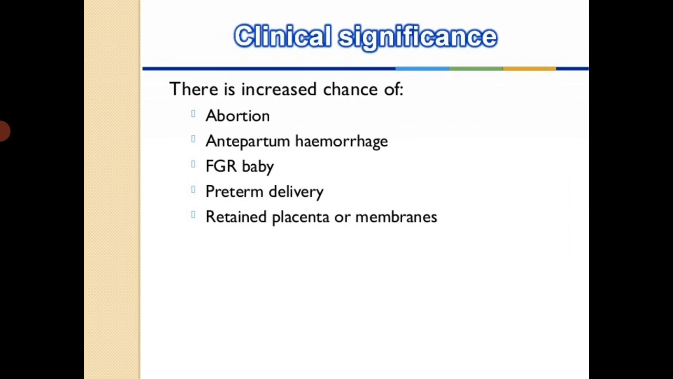Clinical significance of placenta circumvallata, or circumvallate placenta: there may be increased chances of abortion, then antepartum hemorrhage, FGR, meaning a growth retarded baby, preterm delivery, then retained placenta and membranes.